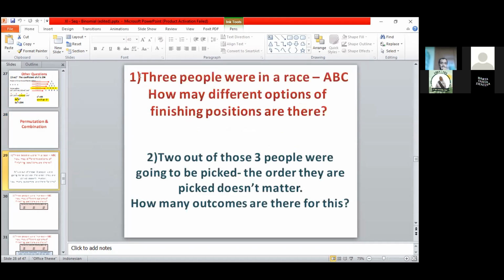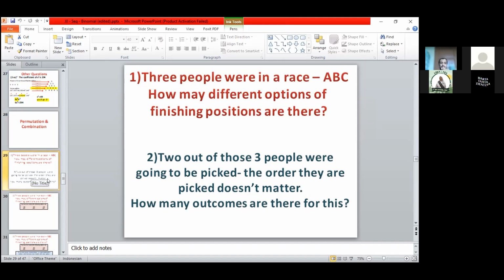So, 3 people, this is an example. 3 people were in a race, A, B, C. How many different options of finishing positions are there? Maksudnya nanti yang urutan pertama, kedua, ketiganya siapa, itu ada berapa kemungkinan gitu.